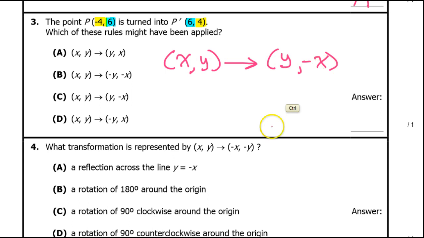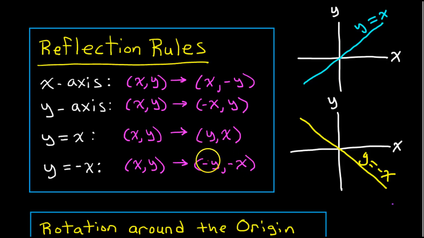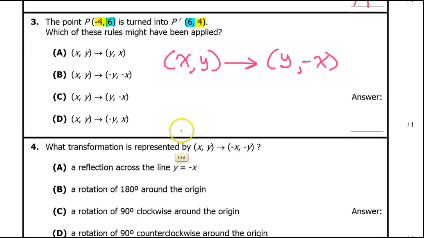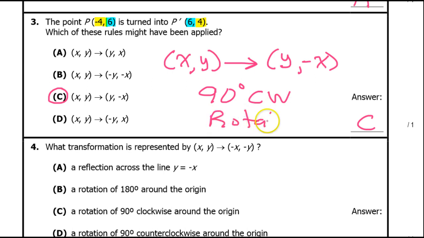So y, opposite of x. We've memorized the rules, and we know that y, opposite of x is a 90-degree clockwise rotation around the origin. Oh, okay, they didn't really ask us that. They just asked us for the rule. So the answer is C. But notice that this is, in fact, a 90-degree clockwise rotation, even though they didn't ask us for that.